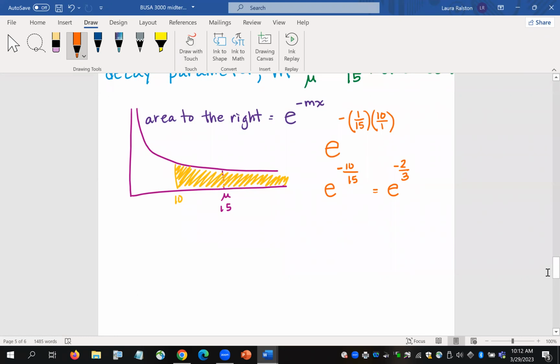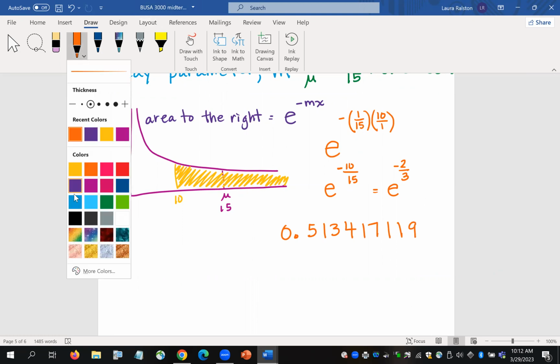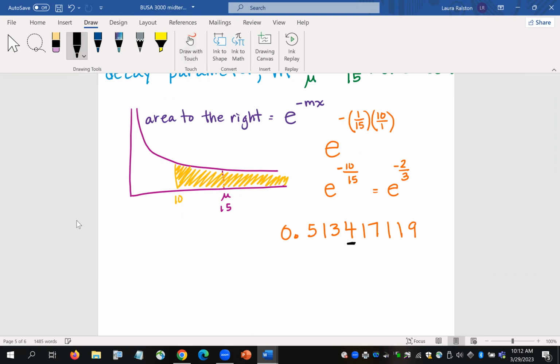So I do second ln, parentheses in my exponent, negative 2 divided by 3, and we get 0.513417119. Again, typically I ask you to round to 4 places. So the 4 is in the 4th place, 1 is next door. It doesn't bump it. So we end up with 0.5134.